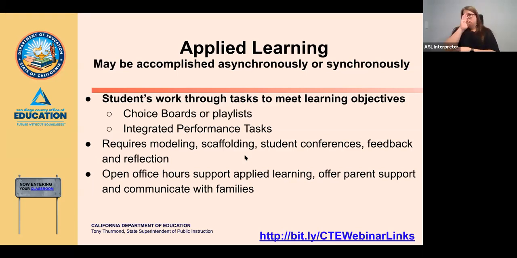And we found and heard from a lot of our teacher colleagues that open office hours really support this and offer both parent and student support to allow for one-on-one interaction with students. So we're finding that districts that have built in office hours into schedules are able to help facilitate applied learning that way.